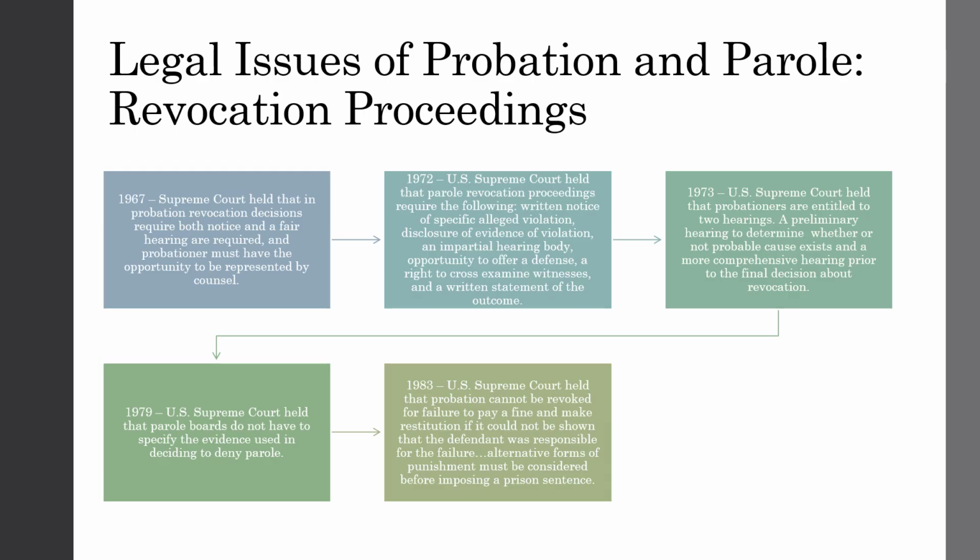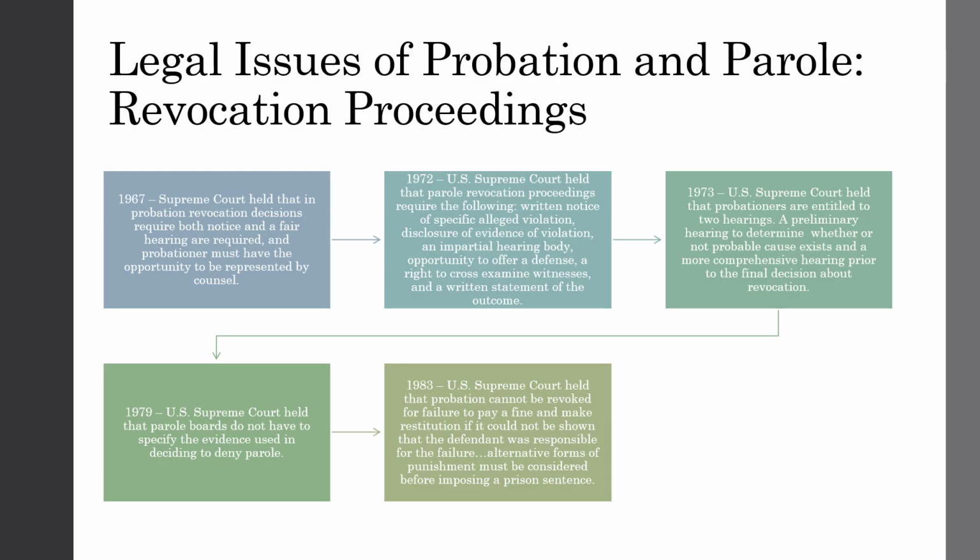In 1967, the Supreme Court held that probation revocation decisions require both a notice and a fair hearing, and that the probationer must have the opportunity to be represented by counsel. In 1972, we see that all revocation proceedings require the following: written notice of the specific alleged violation, disclosure of any evidence of the violation, an impartial hearing body, an opportunity to offer a defense, the right to cross-examine witnesses, and a written statement of the outcome.